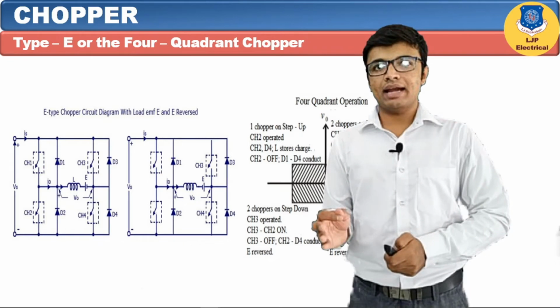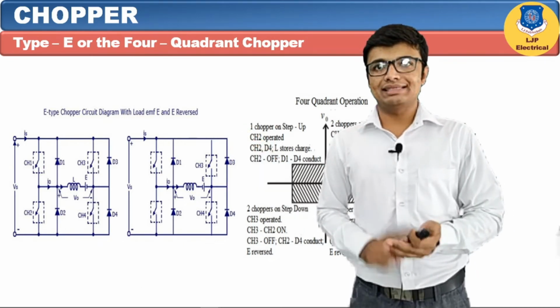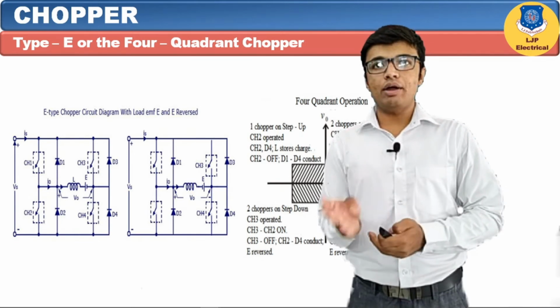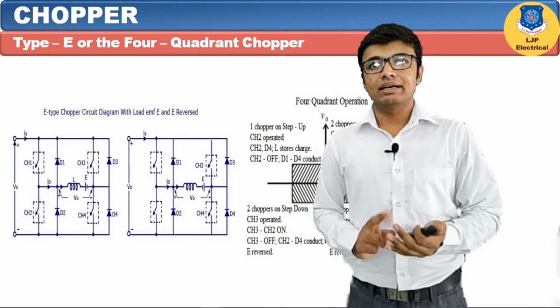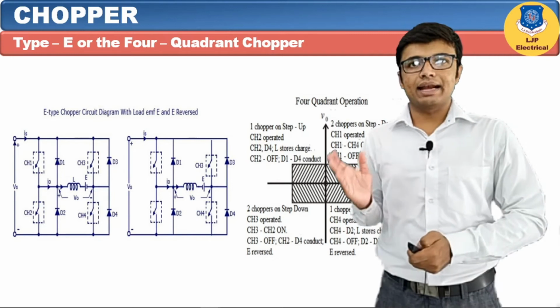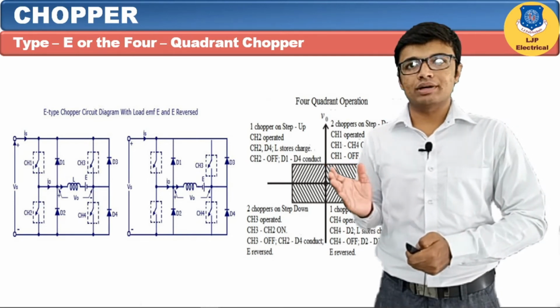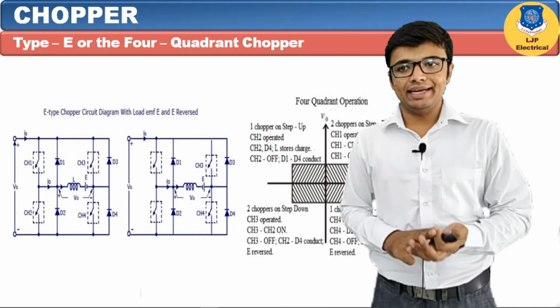As per this diagram we have connected 4 switches, that is S1, S2, S3 and S4, and 4 diodes in anti-parallel to each of the switches, that is D1, D2, D3 and D4. So this is the characteristic of the type E chopper. It has 4 operations, that is operation in quadrants 1, 2, 3 and 4.